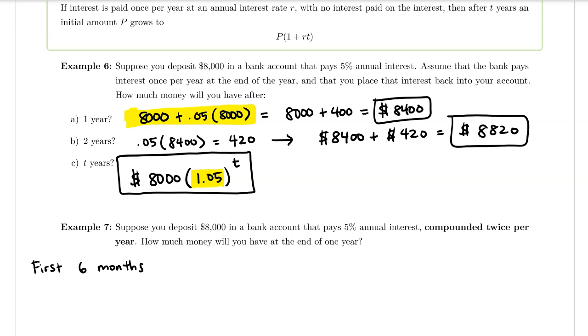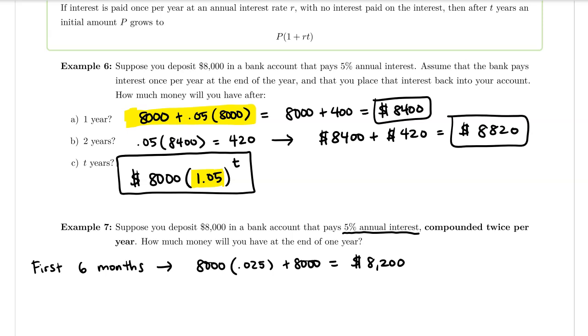So after the first 6 months, what will happen is you'll have $8,000, and the amount of interest that you'll get on it is, since 5% represents our annual interest rate, we have to cut that in half. So we're getting 2.5%, which as a decimal is 0.025. And then if we add that to 8,000, this ends up equaling $8,200.